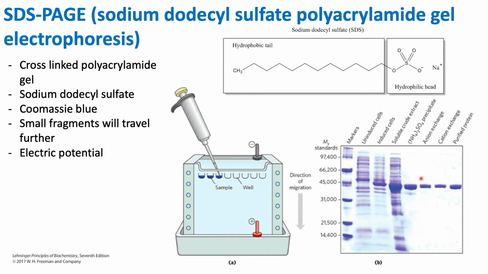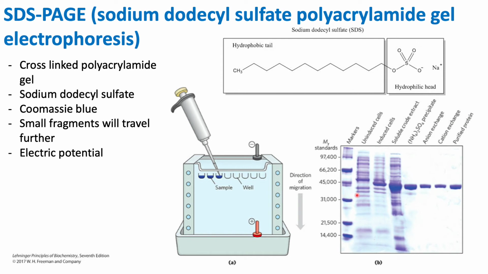Now, if we take a look over here, we can see that in our cation exchange and anion exchange, we tried to isolate a protein and we ran it through SDS PAGE, and we get this band over here for anion exchange around 45,000, and for the cation exchange, we also get a band at around 45,000. Now, what does this tell us? What can we determine from SDS PAGE?